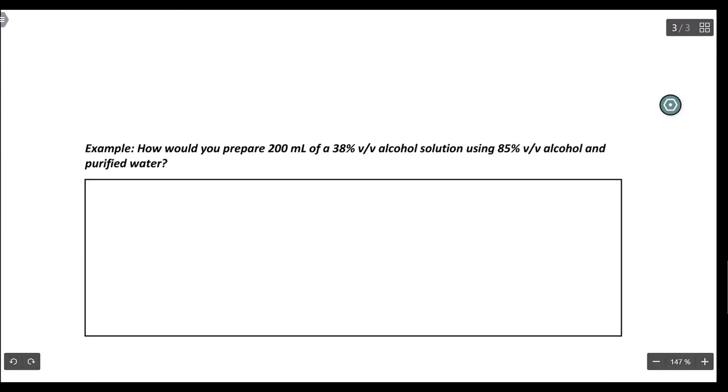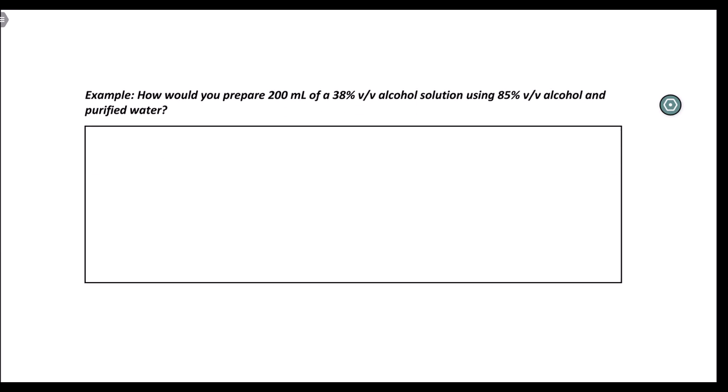Remember those questions that we had when we're looking at mixtures, diluting, and we're looking at liquids. Two of them, let's look at this example. It says, how would you prepare 200 mLs of a 38% volume alcohol using 85% volume alcohol and purified water? Well, we can do our good old C1V1 equals C2V2. We have a concentration, we have a volume, we have another concentration, and we're looking for how much of this we need. We're looking for an amount in mL as well.